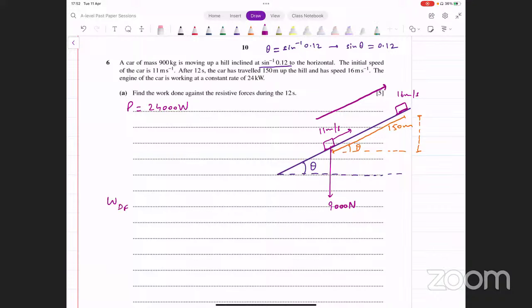Work done by the driving force, that is equal to change in kinetic energy plus the change in potential energy plus the work done against resistance. What we are looking for is this thing, work done against resistance. ये आपको figure out करना है. ठीक है, work done against resistance figure out करना है. Now, change in kinetic energy और change in potential energy तो हमारे पास आ जाएंगे from the information that's given.